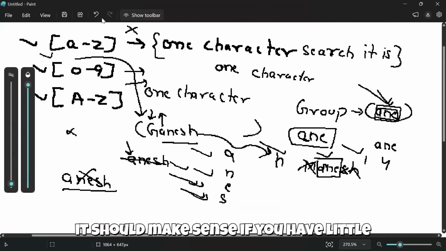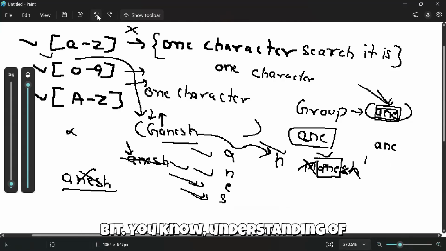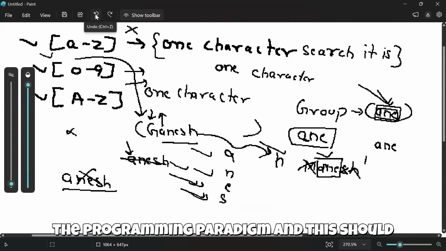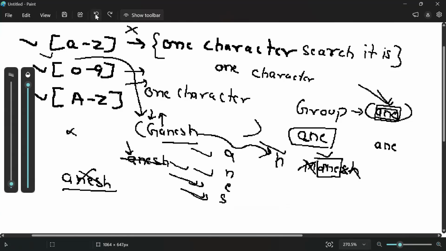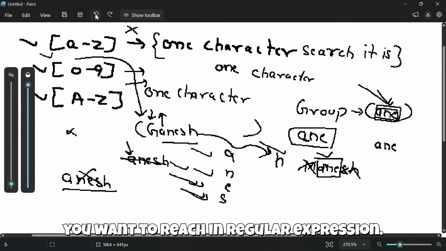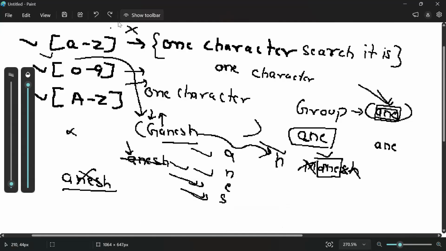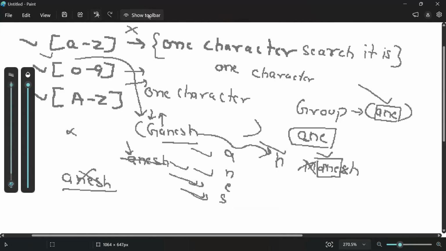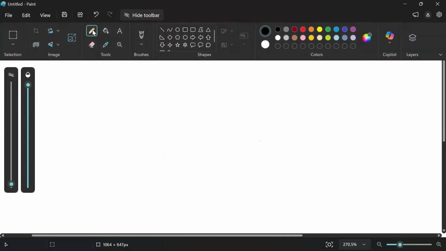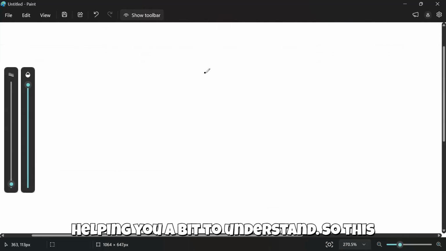It should make sense if you have a little bit of understanding of the programming paradigm, and this should definitely give you a reach up till where you want to reach in regular expressions. But yeah, this is the concept. I hope this is helping you a bit to understand.